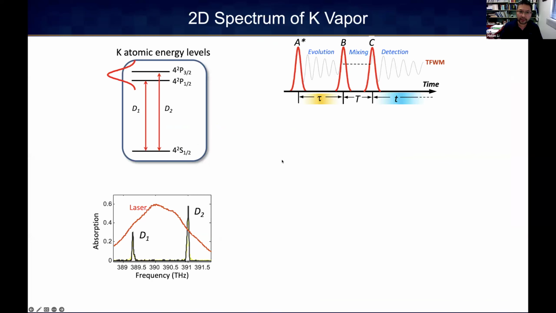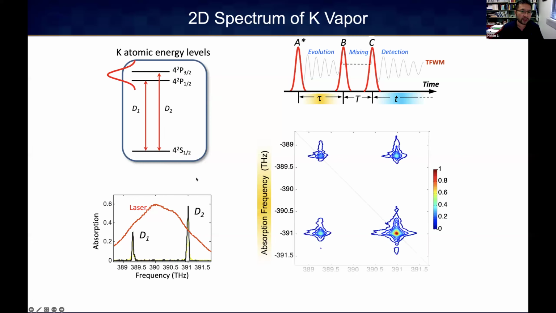Using this technique, we can start with the simplest sample that's possible, which is a 3-level atom. Here we're talking about potassium atom. Since we couldn't resolve the hyperfine level in this experiment, we treat the system as a very simple 3-level V system, where you have the ground state, which is the S state, and two excited states, which are both P states, and these are the famous D1 and D2 transitions. If you perform an absorption measurement, then you will have two absorption resonances, corresponding to the D1 and D2 transitions.